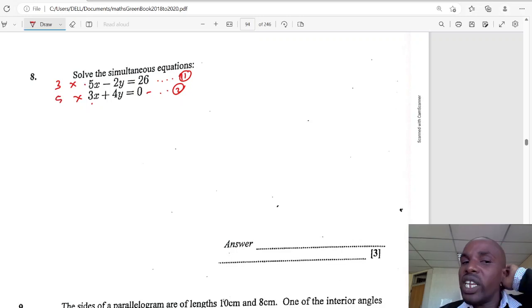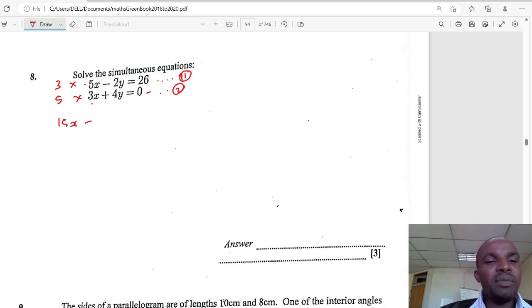Right, what you want is to eliminate. In this case, let's eliminate x, right? That's the easiest one. We can eliminate y: multiply the first equation by 2, just like that, then the second by 1. But let's eliminate x. It's easier for most of you. Right, so you can say 3 times 5. So the whole of equation 1 by 3. It will be 15 here.